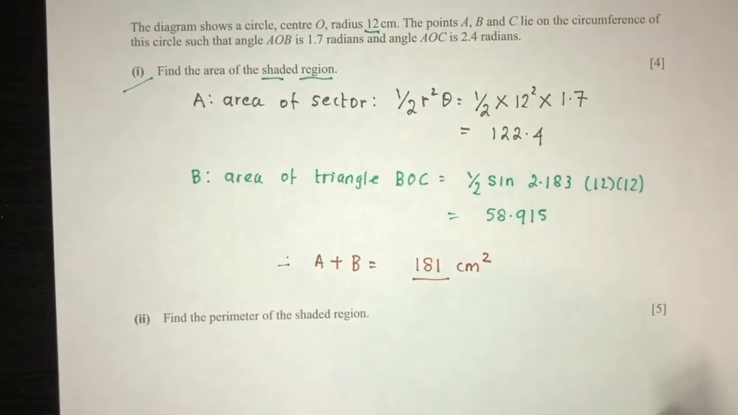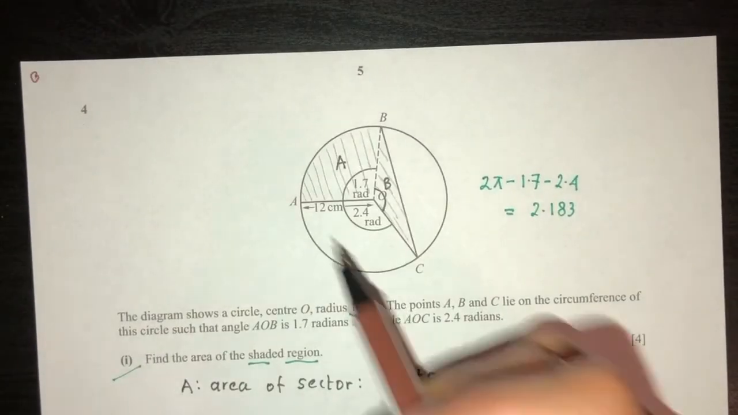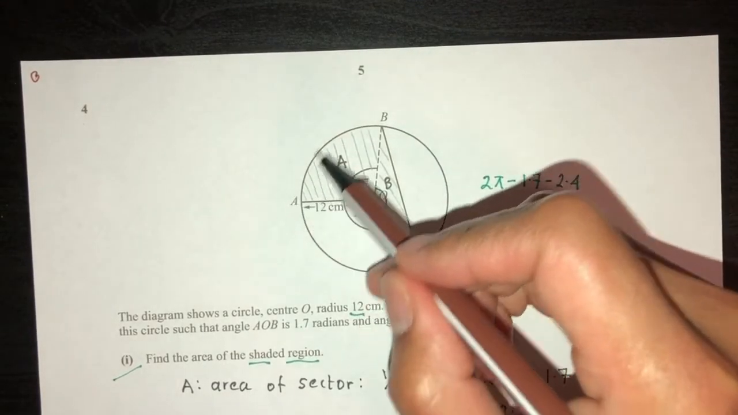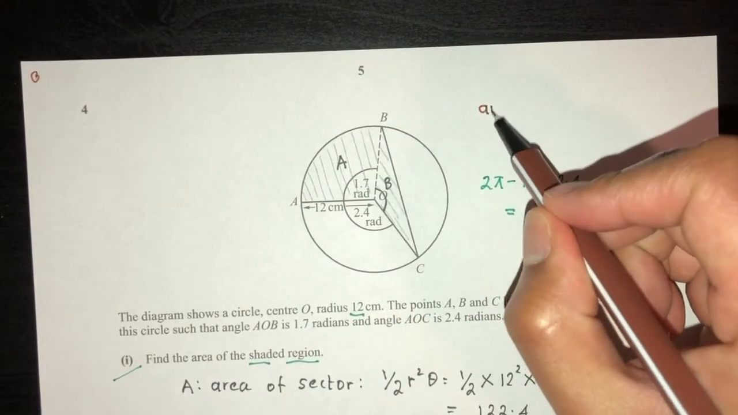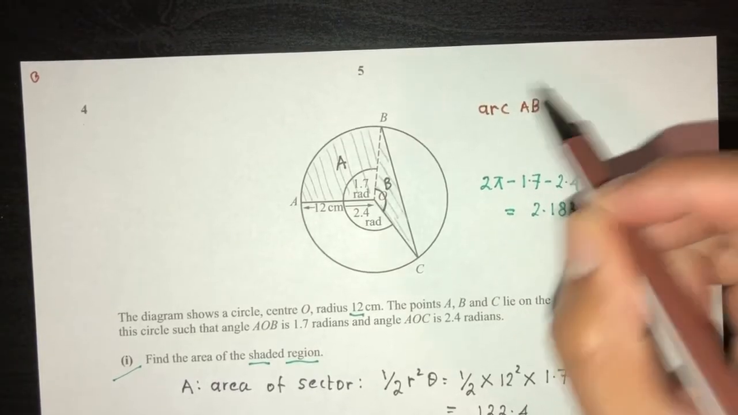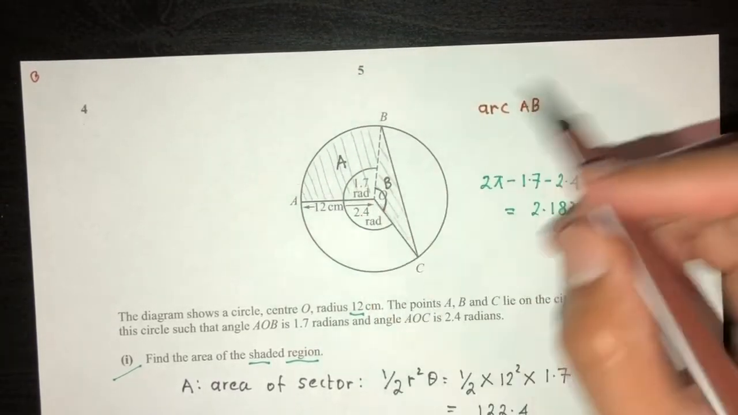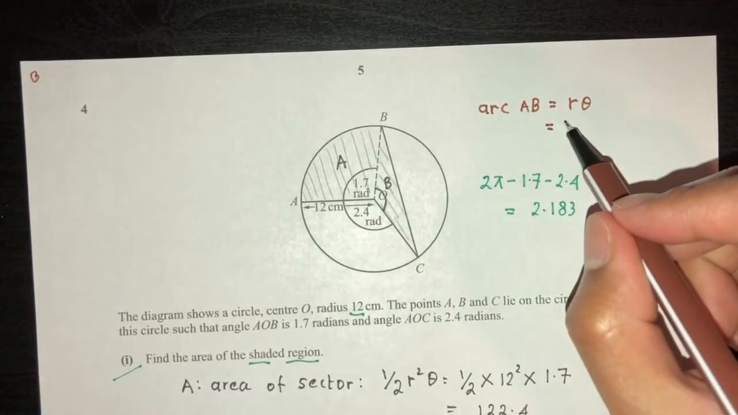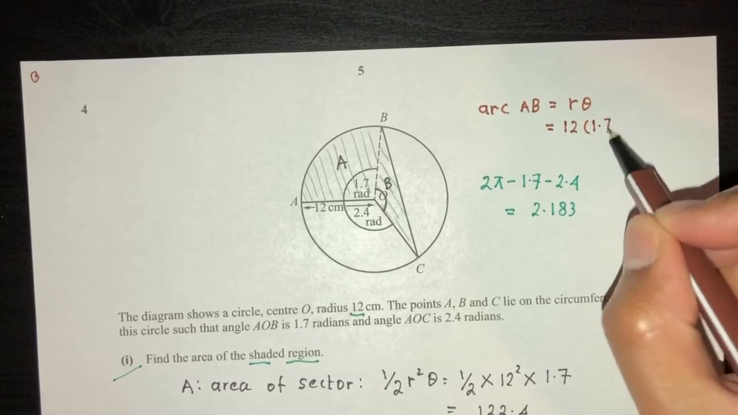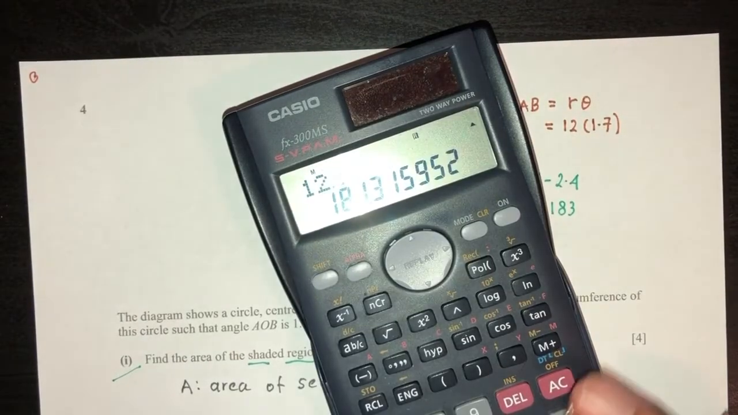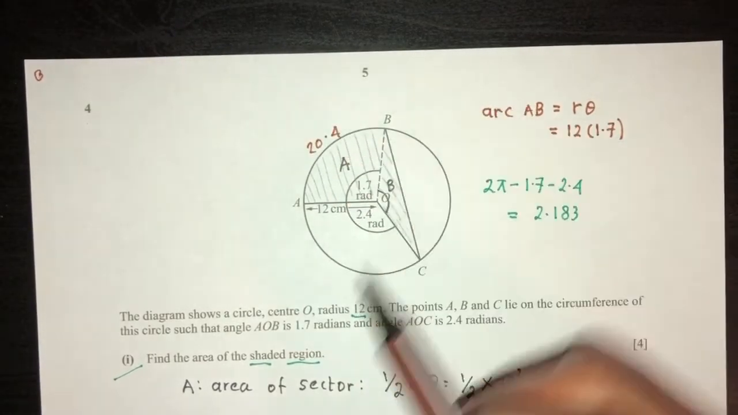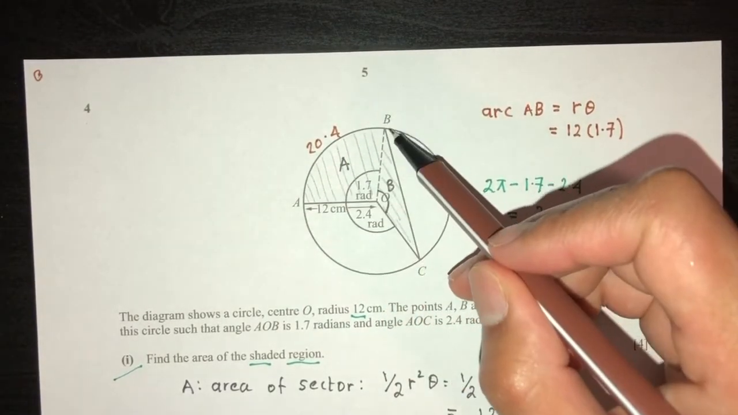Now part 2 is to find the perimeter of the region. So we have to find this side, this side, this side, and this side. We first have to find the arc AB, which is this one. Pretty easy, just use your formula, which is r theta, where theta is the angle. R is 12 times the angle, which is 1.7, for the length of the arc. That will be 20.4.